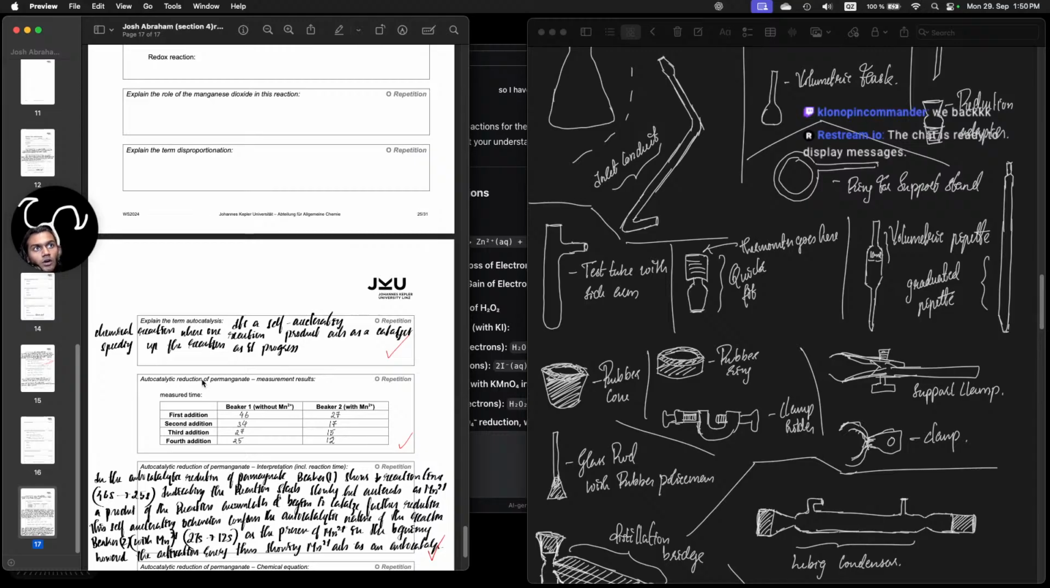Explain the term autocatalysis. It is a self-accelerating chemical reaction where one of the products acts as a catalyst, speeding up the reaction as it progresses.